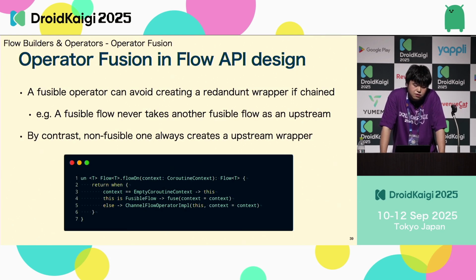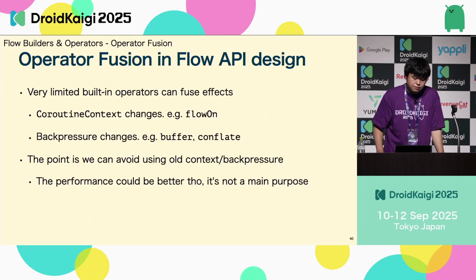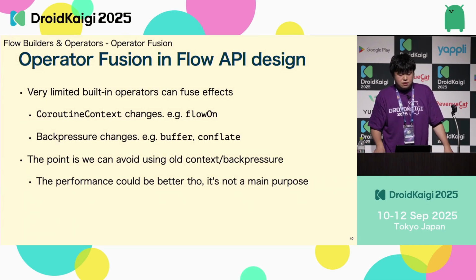For example, the flow operator wraps an upstream by a channel flow operator implementation class. But when you call flow on a channel flow operator implementation class itself, it doesn't create a wrapped channel flow operator impl, but a fuse dispatcher configuration instead. And also the number of fusible operators is not so large.